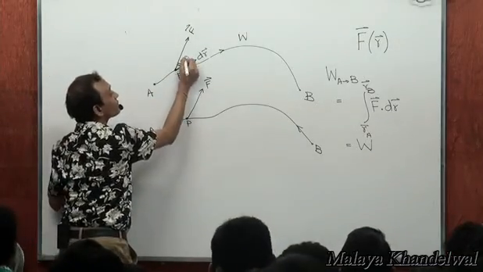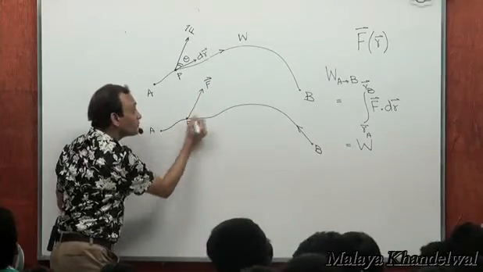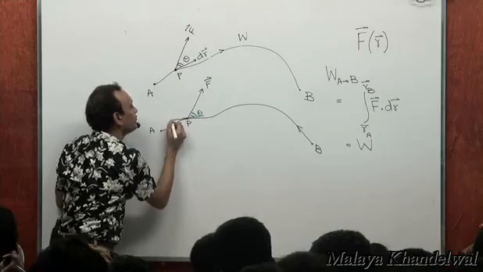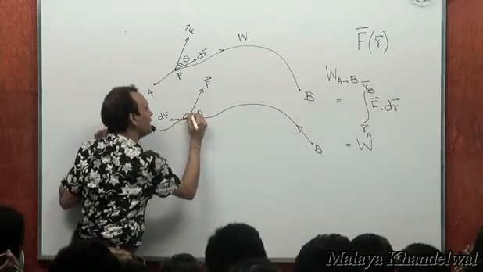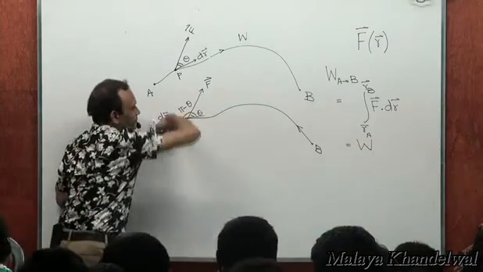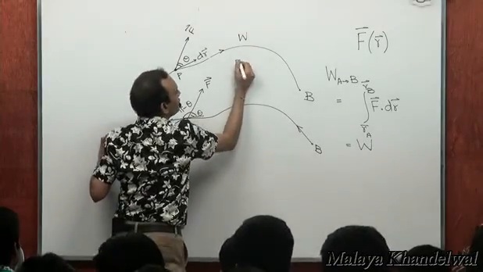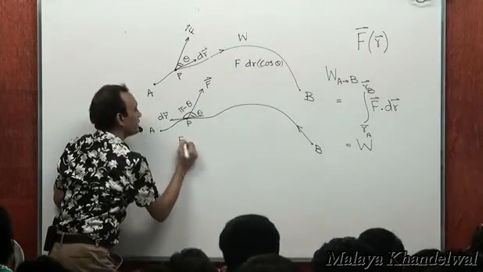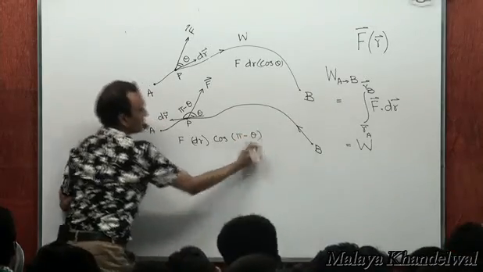Now this was theta, so the work done was F into dr into cos theta when it went from here to here. But when it's going this way, the displacements are like this, right? And this angle is pi minus theta, right? So the work done when I am going from B to A through a certain point P, instead of being F into dr into cos theta, is F into dr into cos of pi minus theta in this case.